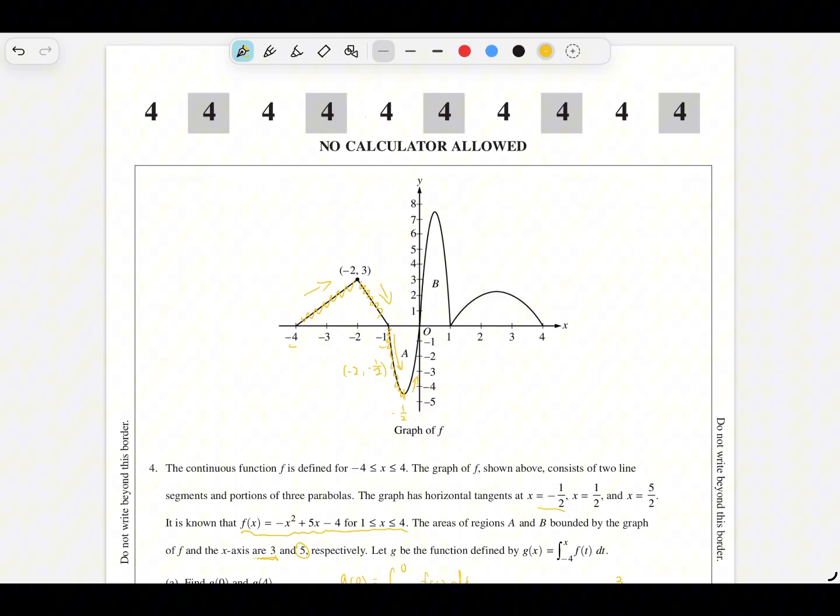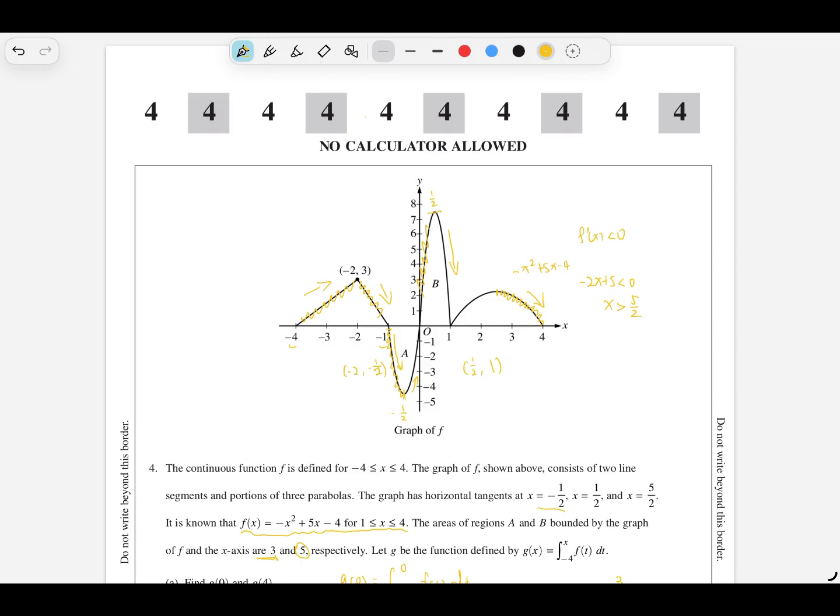Same for this parabola, it has a tangent at 1/2, so this is increasing and this is decreasing. So we have 1/2 to 1. And let's take a look. This parabola has the function negative x squared plus 5x minus 4. And then we want f'(x) smaller than 0. So negative 2x plus 5 smaller than 0, x bigger than 5/2. We can also visualize that it is decreasing. But we need the coordinates of the interval, so you still have to derive it.